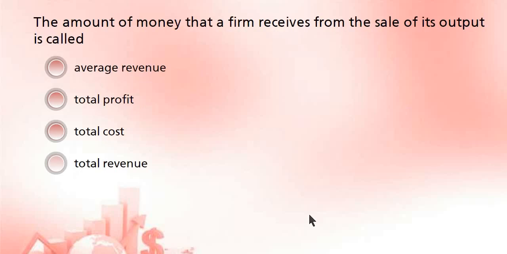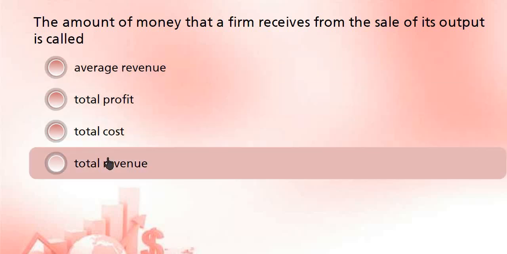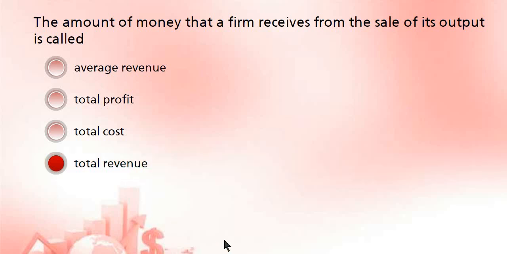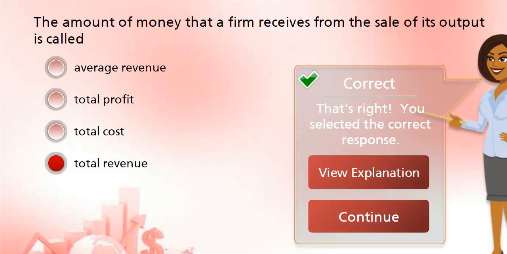Question 20. The amount of money that a firm receives from the sale of its output is called A, average revenue, B, total profit, C, total cost, D, total revenue. The answer is total revenue. I picked total revenue because total revenue is the amount of money a firm receives from the sales of its output.